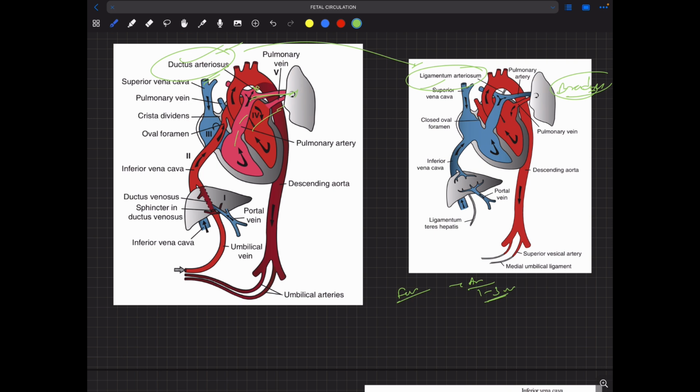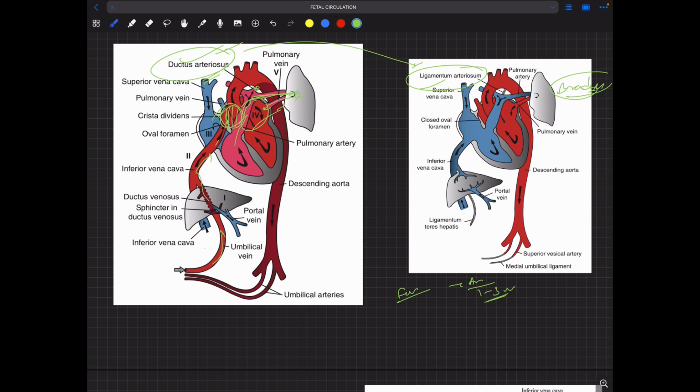So now blood from the pulmonary trunk goes to the lungs, and there will be respiration, inspiration. After that, oxygenated blood from the lungs comes to the left atrium. From the left atrium, there will be increased pressure inside the left atrium and decreased pressure inside the right atrium. Why? First, there was the umbilical vein. It was supplying the inferior vena cava and increasing the pressure in the right atrium.